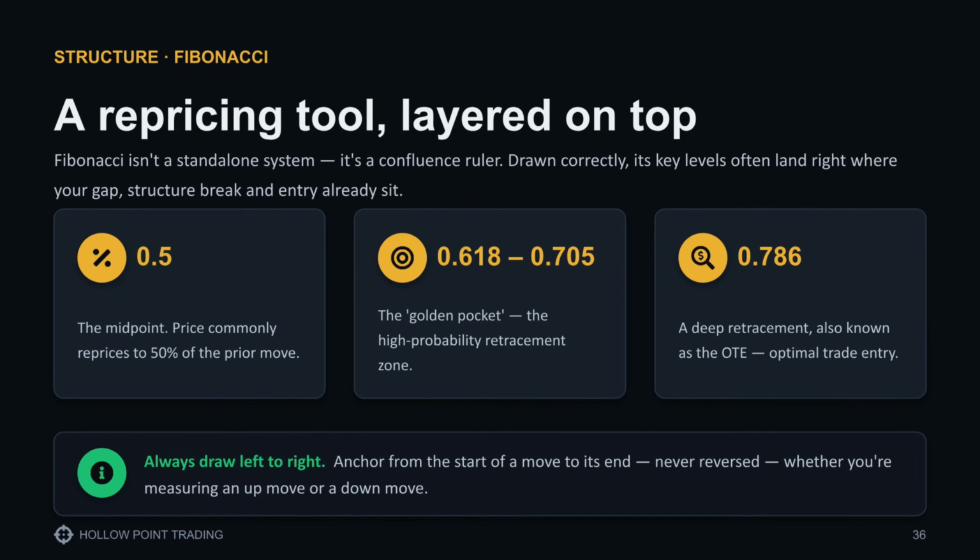Fibonacci tools serve as a confluence ruler. When drawn correctly, from the start of a move to its end, the 50% midpoint, the 0.618 to 0.705 golden pocket, and the 0.786 optimal trade entry level often align with your other structural markers to validate an entry.